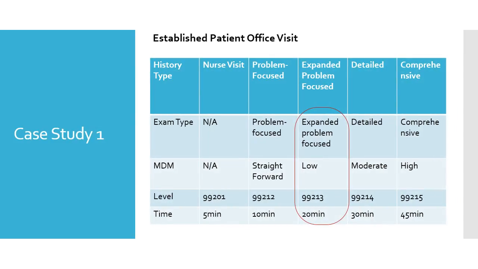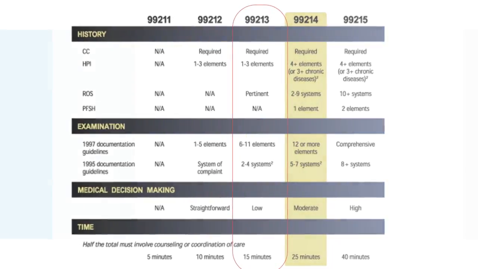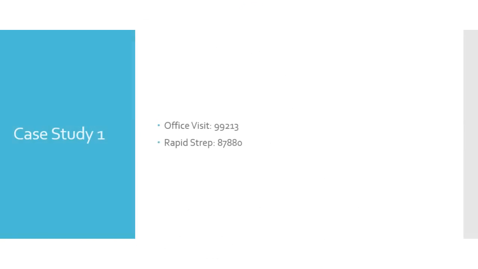Based on the history, the exam, and the medical decision-making process, this would be coded as a 99213, or expanded problem-focused patient encounter. Here's a pocket guide that can be taken with you to clinical to assist in your decision-making process. You will be given this later in Module 2 to assist in your clinical setting. And 99213 plus the CPT code for the rapid strep test that was performed in the office.